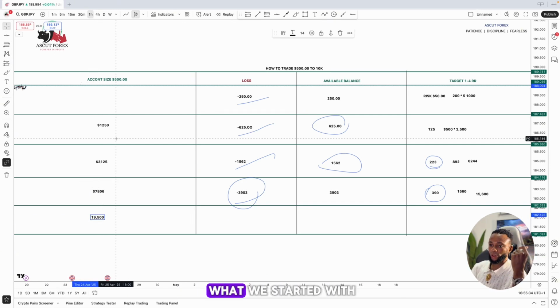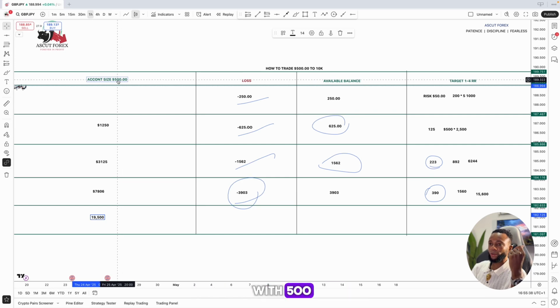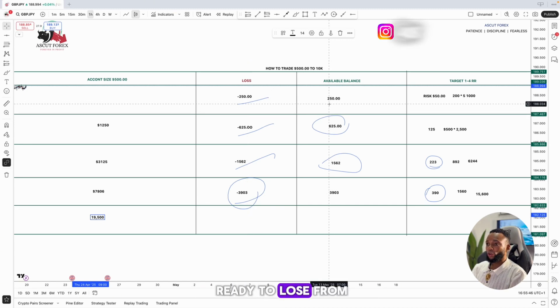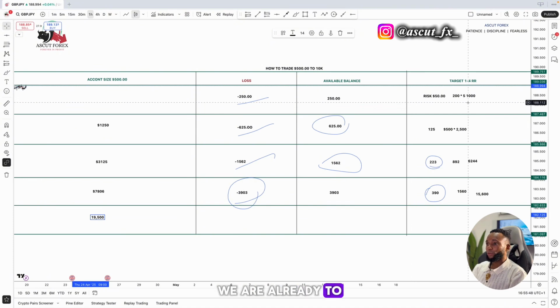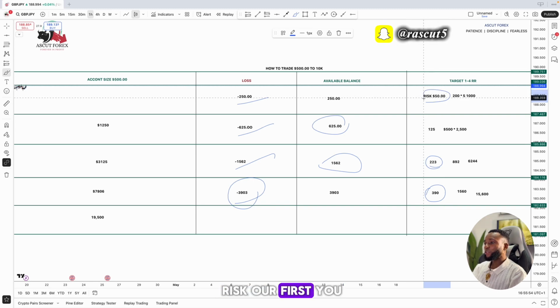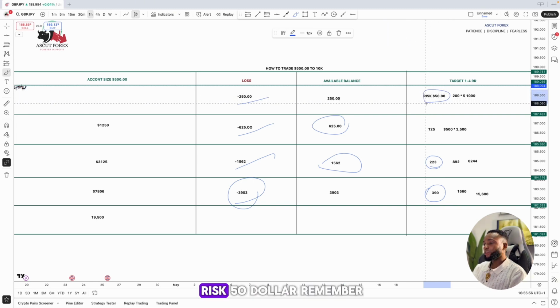What was our initial balance? We started with, our main capital started with $500. Now let me break everything down. We started with $500, which we are ready to risk, $250 losses. This is what we are ready to lose from our money. Remember, understand something about this. First trade, what do we risk? Our first trade, we risk $50.